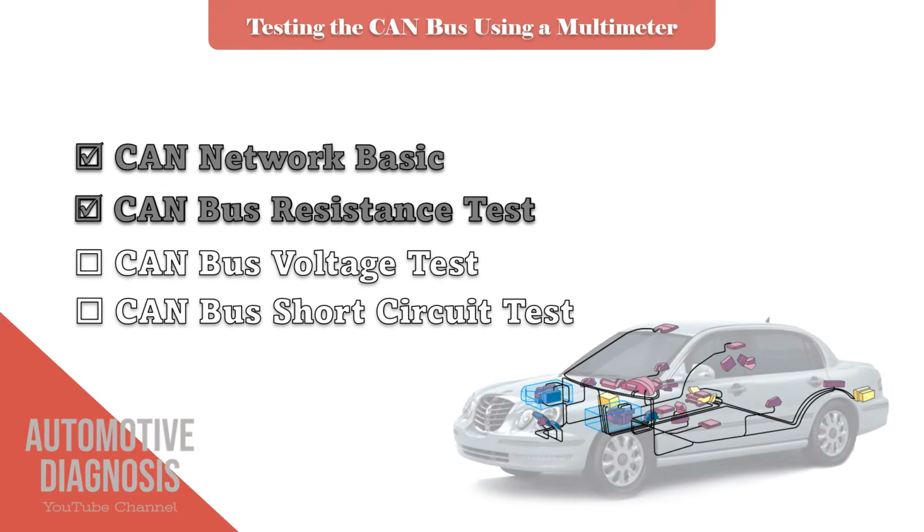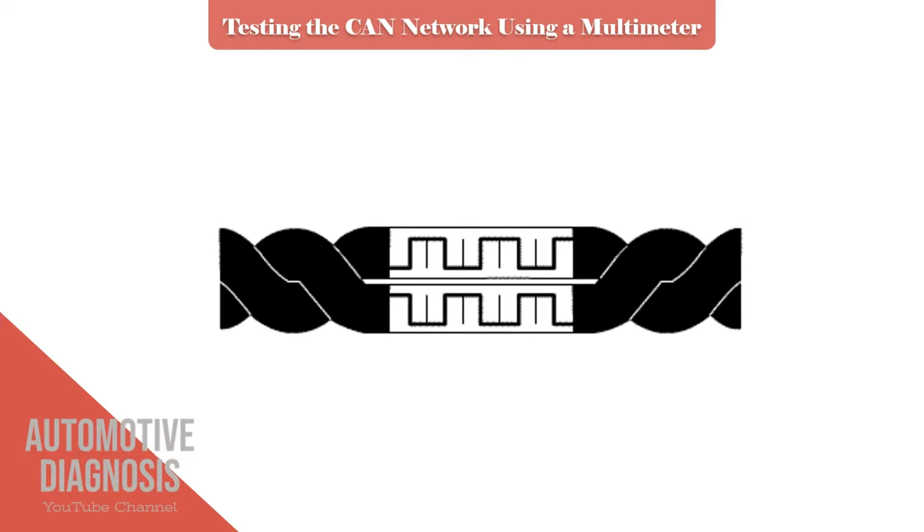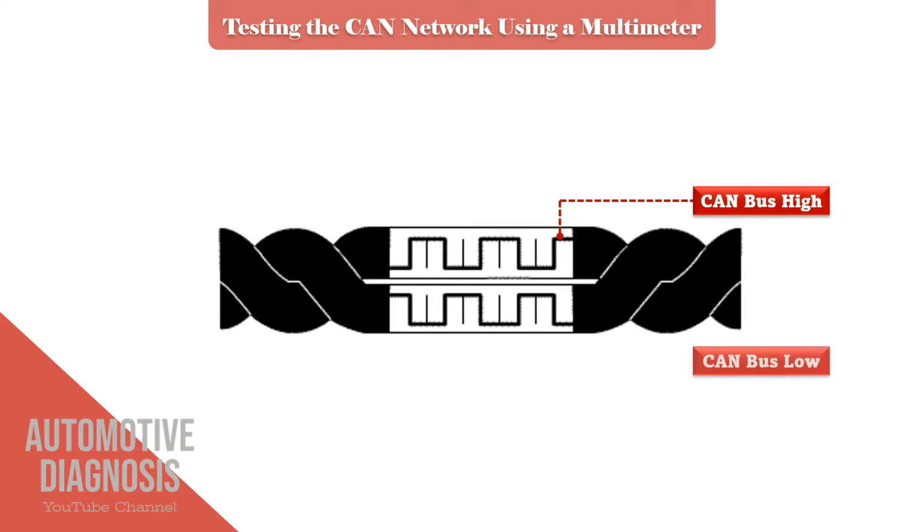Now I am going to check the CAN bus voltage. As you know, there are two wires in the CAN bus, CAN high and CAN low. Voltage in the CAN high starts from 2.5 volt and goes up to 3.5 volt, while voltage in CAN low starts from 2.5 volt and goes down to 1.5 volt.